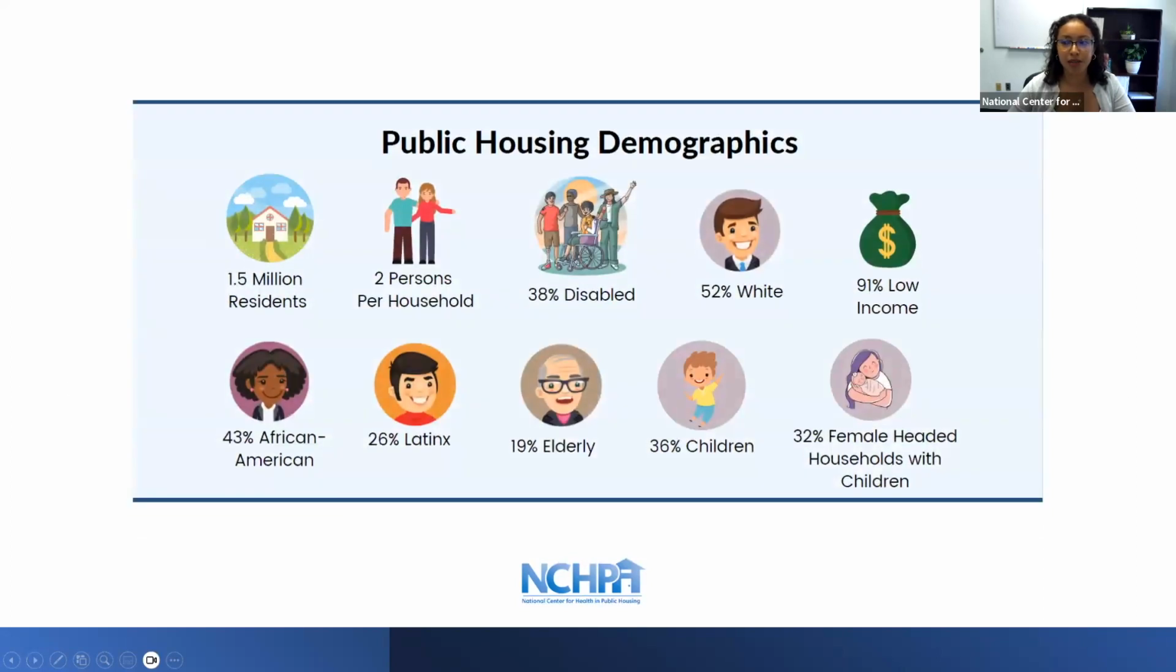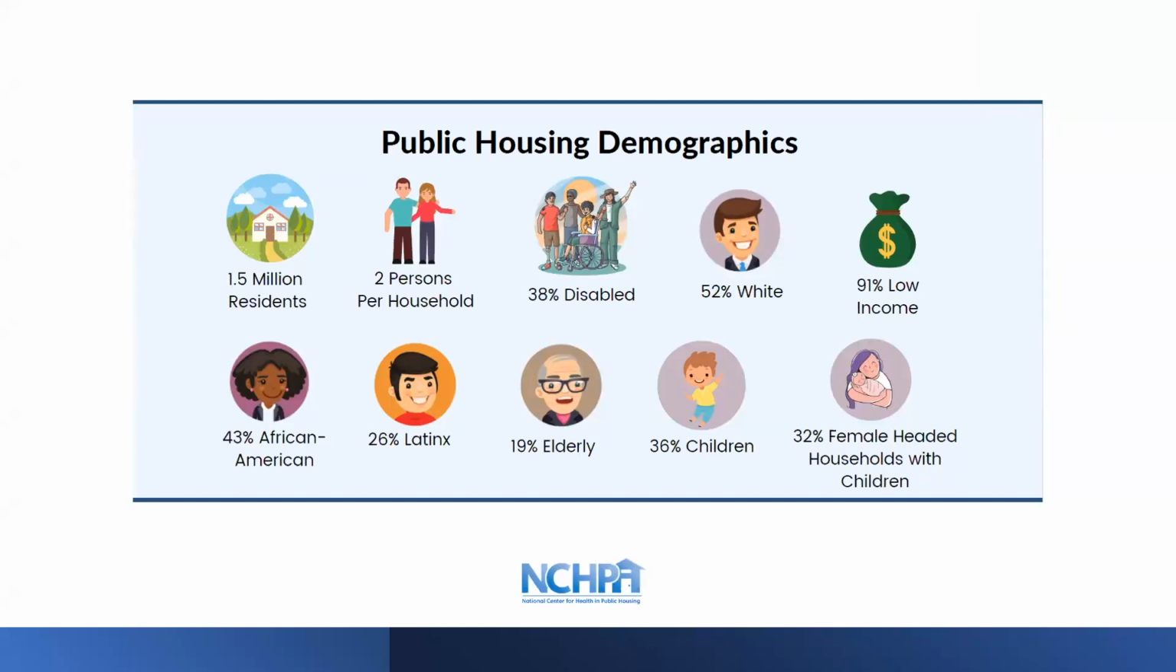And then here we have some data that describes the demographics of residents of public housing. As it is displayed, the 1.5 million residents demonstrated characteristics that differentiate them from the general US population. There were also 2 persons per household, and 32% of residents.